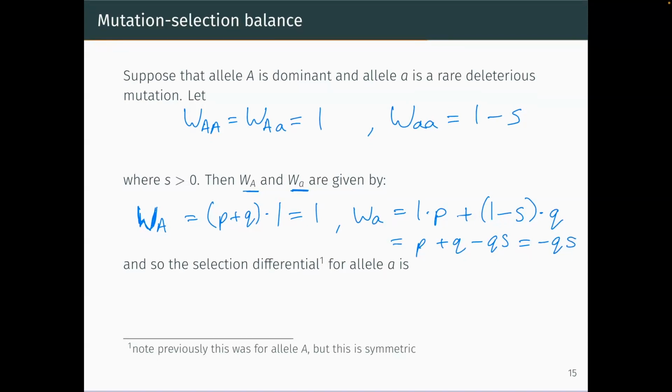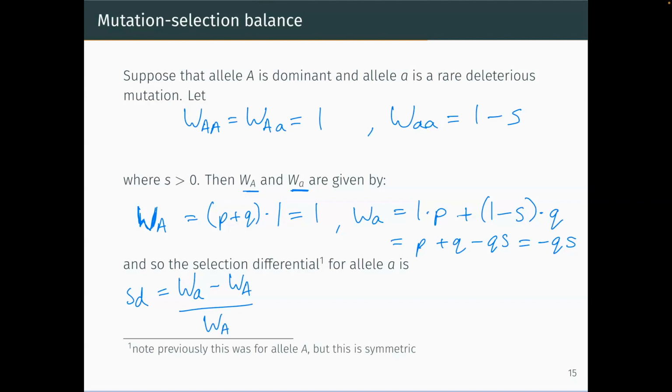We also talked before about the selection differential, and we can write this now in terms of our little a allele. So it's the fitness of the little a allele minus the fitness of the big A allele, relative to the big A allele. Remember before we had this the other way round, big A allele minus little a allele over little a allele. Now we're just writing it the other way around.